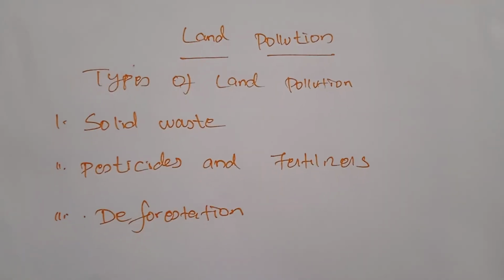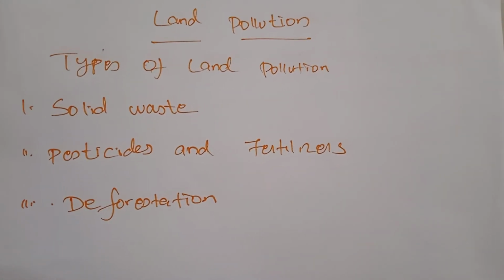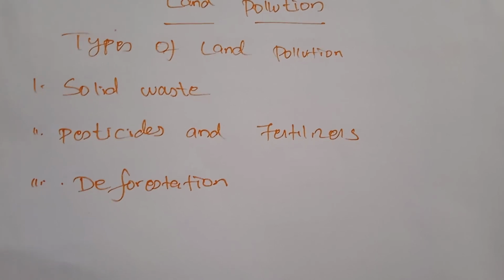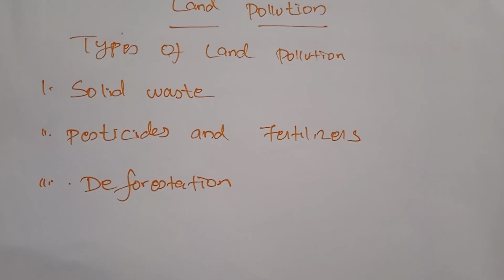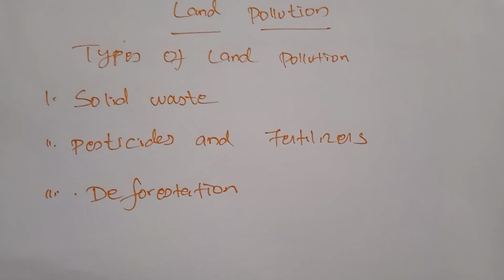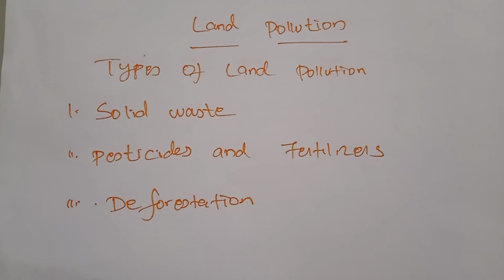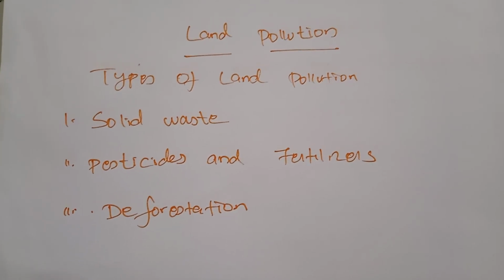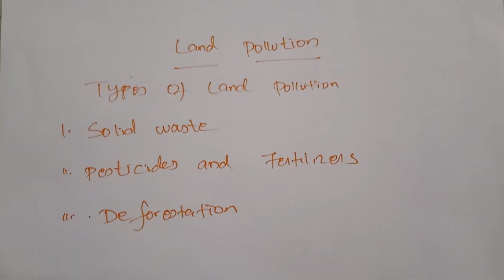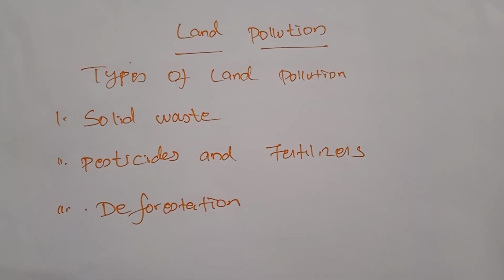Next, land pollution. Land pollution is defined as the degradation of land because of the disposal of waste on the land. In any way that land is polluted, that is called land pollution. Now the types of land pollution, in whichever ways the land is polluted.